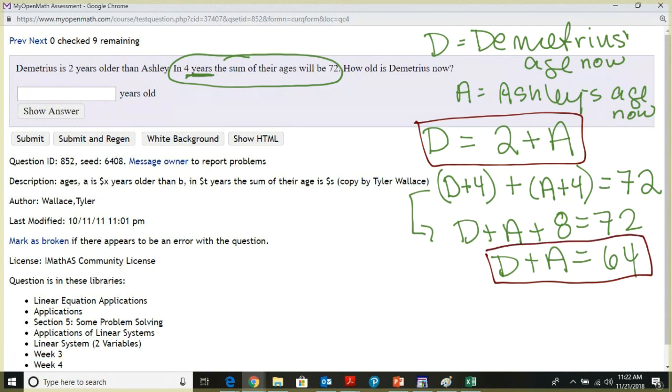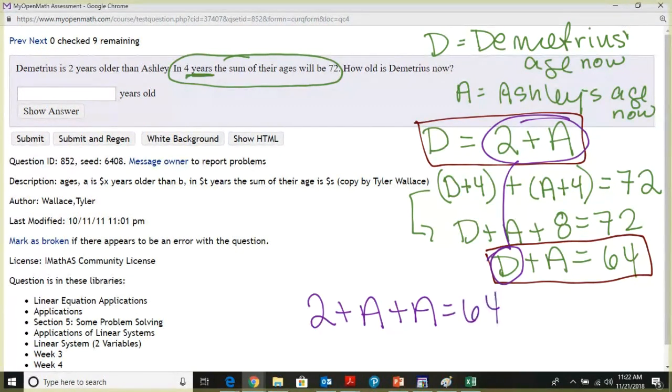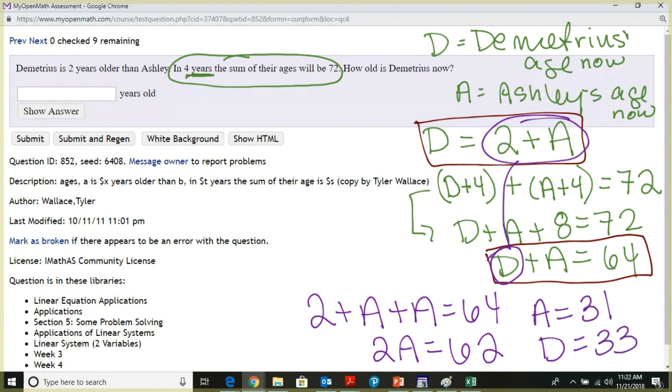And this is just like the ones we've been doing. I'm just going to use substitution because I always do. I just like substitution. D is 2 plus A, so let's plug that in for the D there. So 2 plus A should equal 64. So 2 A's should equal 62. A plus A is 2A. Subtract that, and now we'll divide both sides by 2. Half of 62 is 31. So Ashley must be 31 years old. Demetrius is 2 years older than her, so he must be 33.